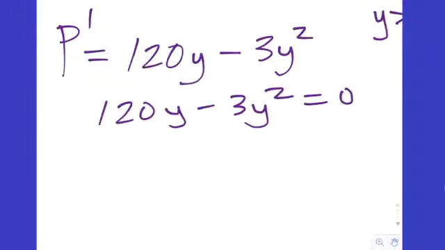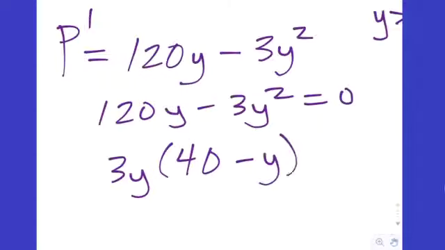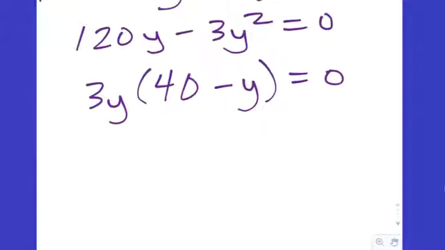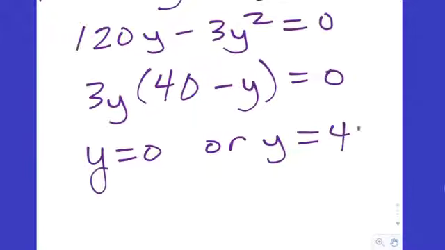And now we'll factor it by pulling out a 3Y. Yeah, I like that. That gives you a 40 minus Y. And you get the following two numbers, Y equals 0 or Y equals 40. Do both of those make sense in the context of this problem? No. Good thing we already thought about a relevant domain. Y has to be a positive number. So 0 is not in the domain. It is a critical value of that polynomial, indubitably, but it is not a value in our relevant domain.